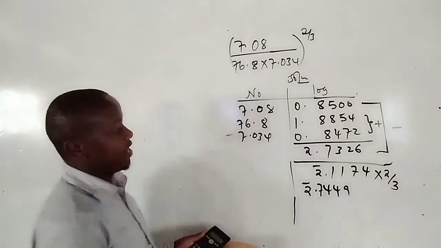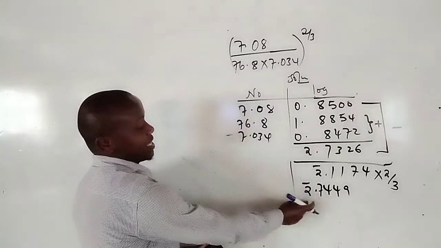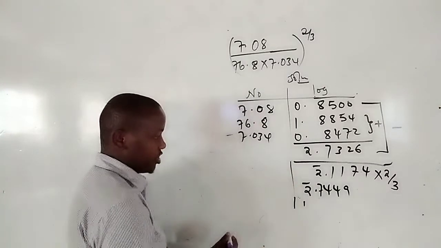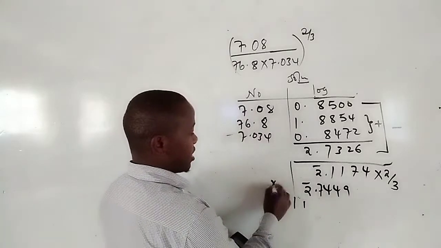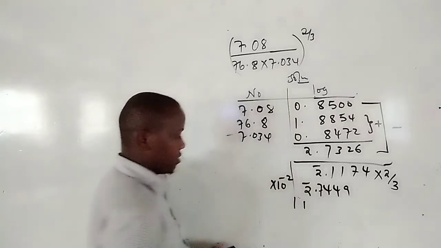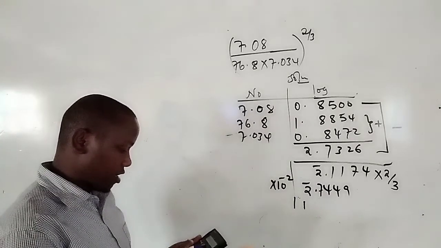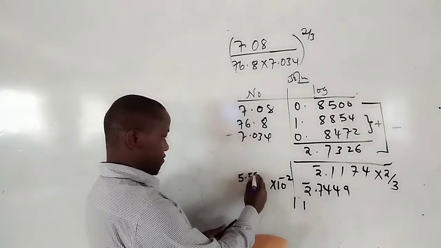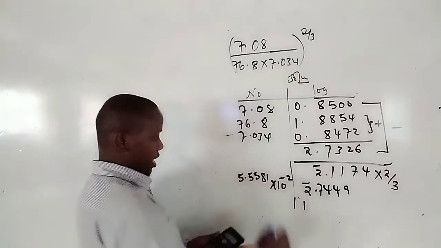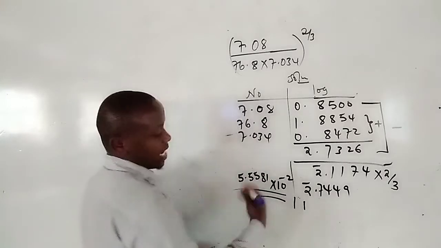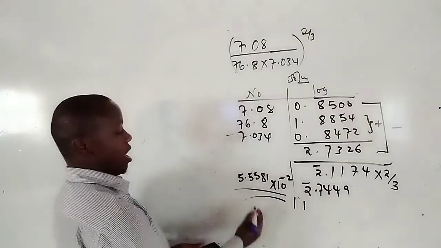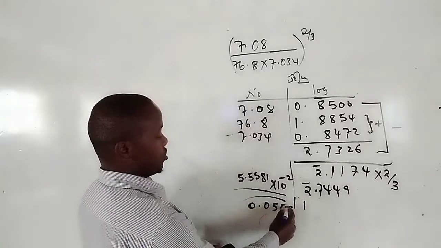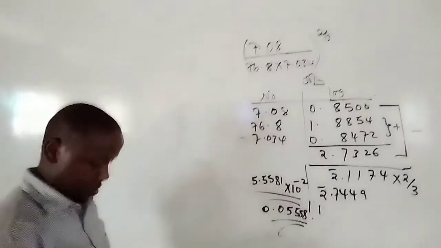Therefore, by taking the antilog of this, we will get the number, which is the answer now. The result will be 5.55 times 10 to the power of negative 2. So the answer you can leave in standard form, it's not a mistake, and you can also express it as 0.0558. So that is it.